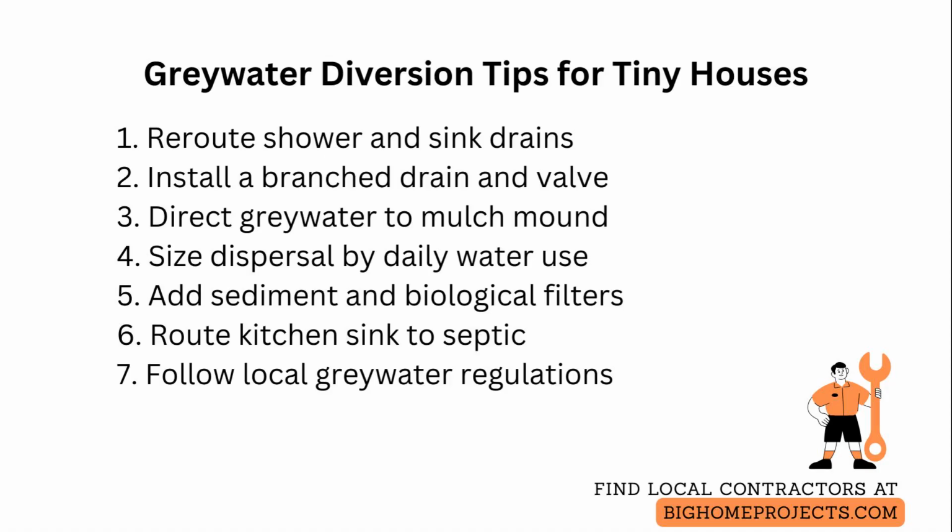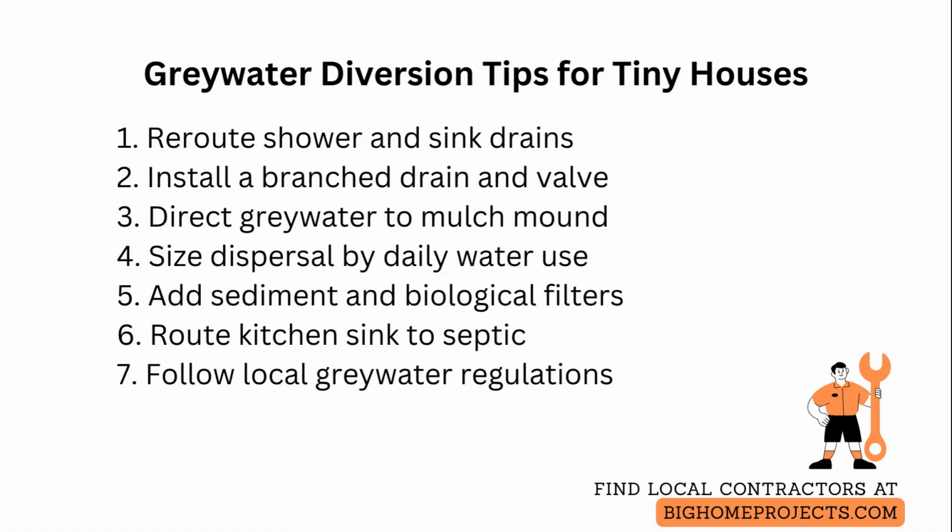Use a simple branch drain system with a diverter valve so you can switch between dispersal and the septic for maintenance. Direct that greywater to a mulch mound or a shallow subsurface irrigation field sized for plant types and local evapotranspiration rates. Size it based on expected daily water use, not building square footage.